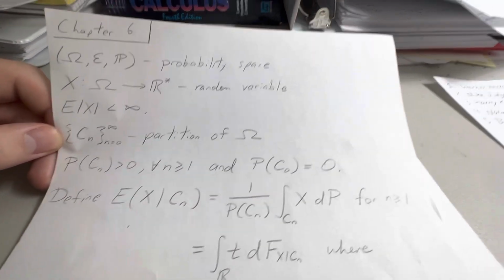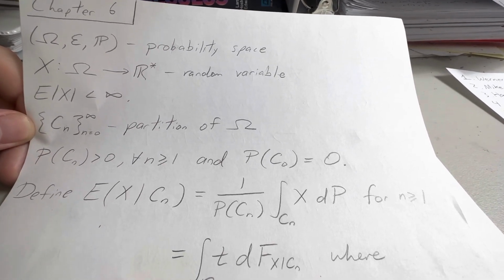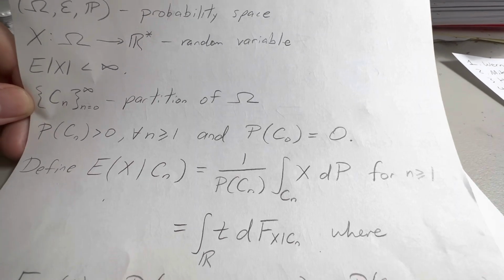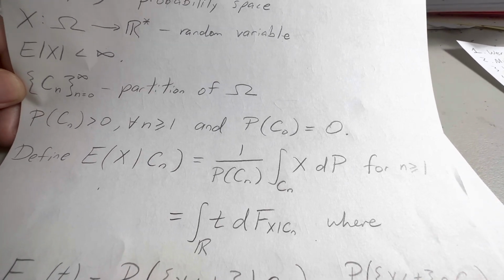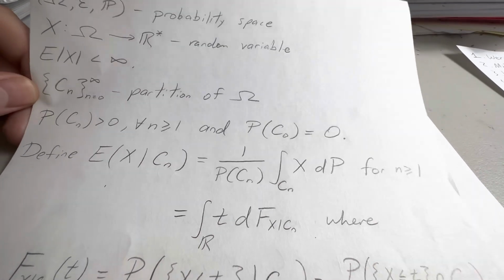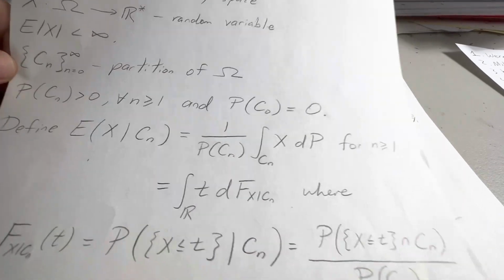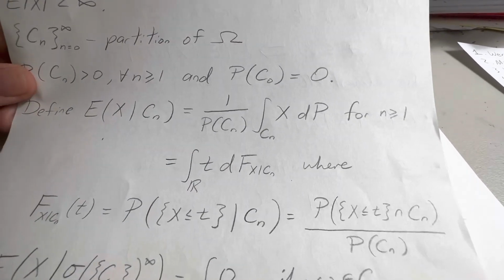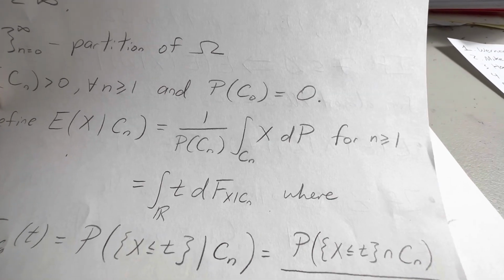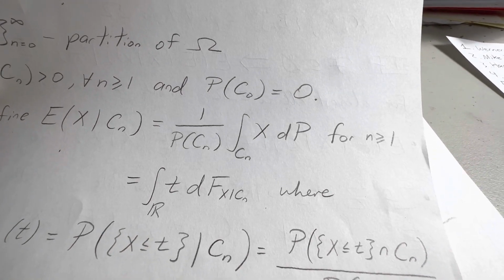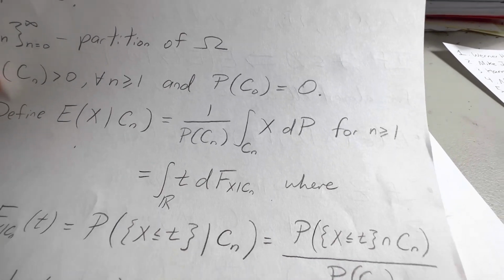So we have a probability space and a random variable defined on omega. You have finite first moment. We have a partition. We collect all sets of measure 0 and call that C0, and then everything else has positive measure, the partition, that is. We then define the expectation of x given Cn to be 1 over the probability of Cn times the integral of x over Cn for all n bigger than or equal to 1.